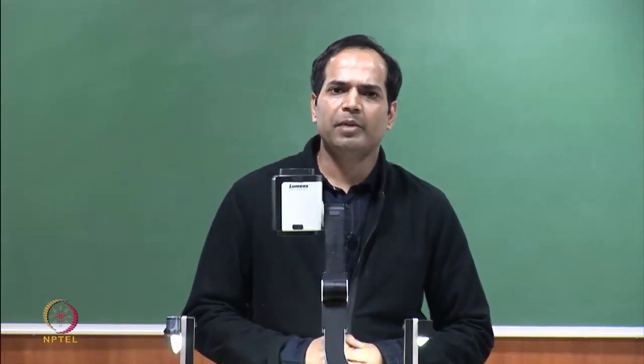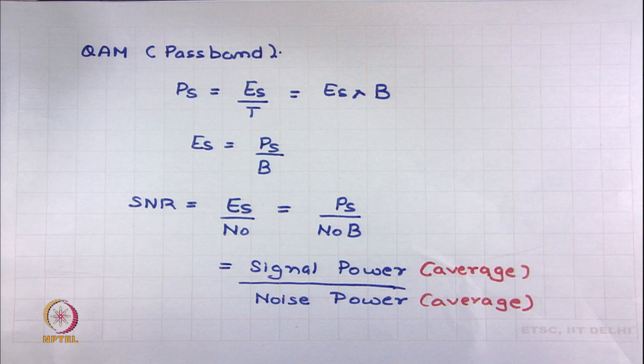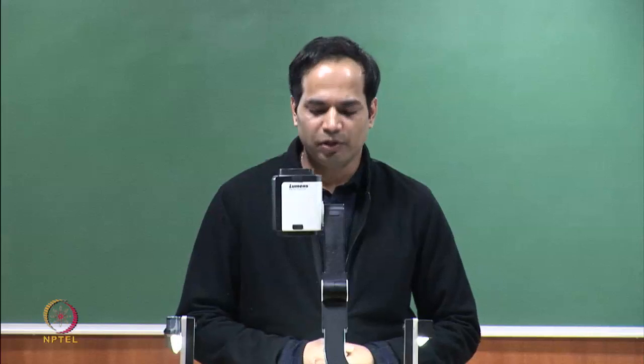And finally, we have developed the expression for the relationship between SNR and Eb/N0, and we have seen that Eb/N0 is SNR by spectral efficiency. And finally, we have seen that SNR can either be interpreted as average signal energy in one real dimension divided by average noise energy in one dimension, or by average signal power divided by average noise power.